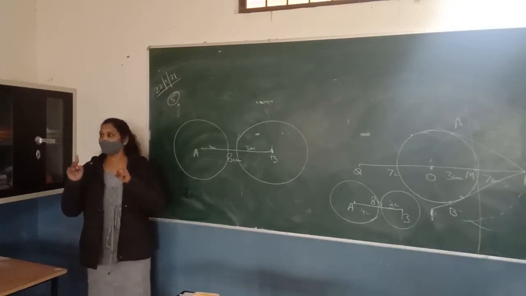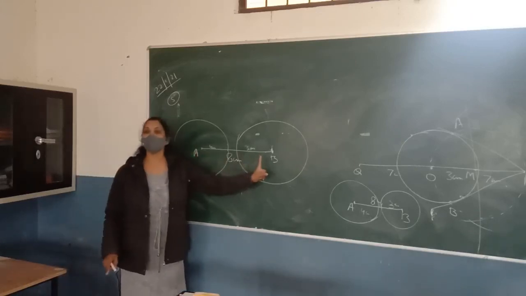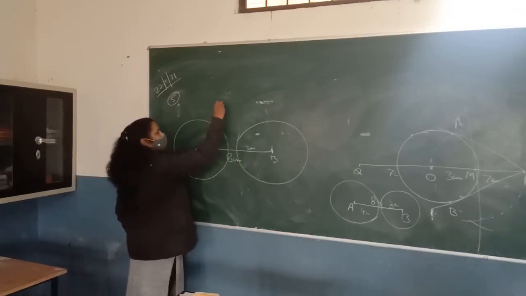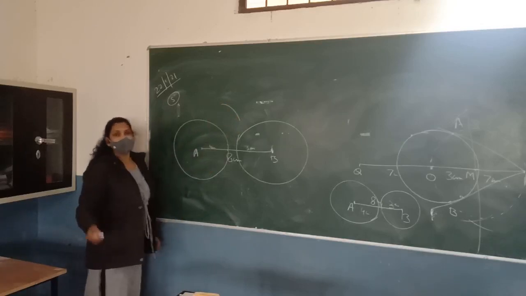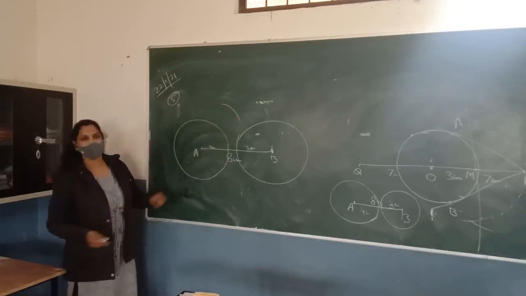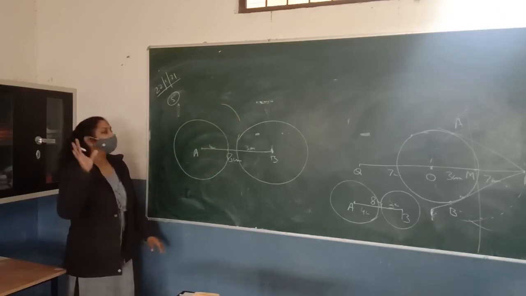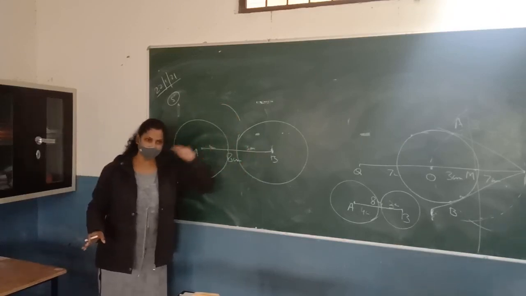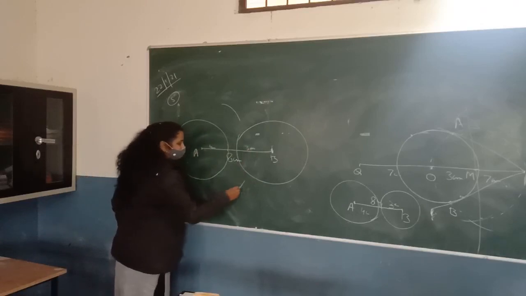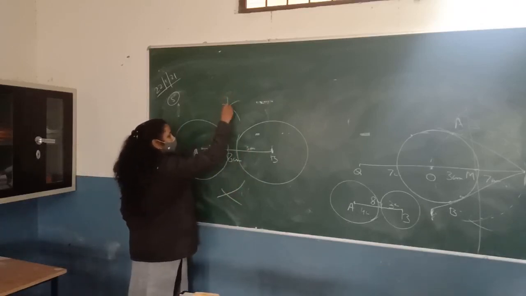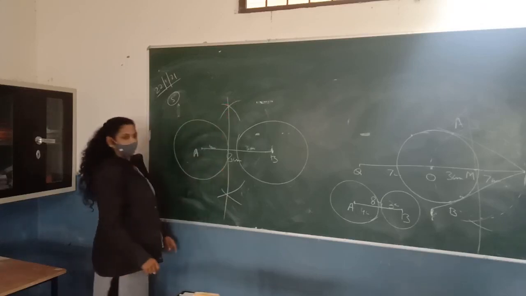We will draw the perpendicular bisector of this line segment AB. So please draw the perpendicular bisector of AB. You don't need to explain how we construct the perpendicular bisector. You will write only that draw the perpendicular bisector of AB. Don't need to write the whole method for this. So this is the perpendicular bisector of AB.